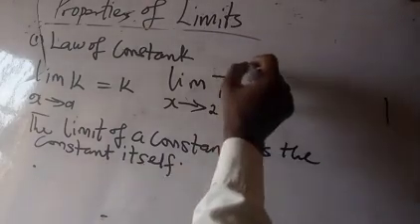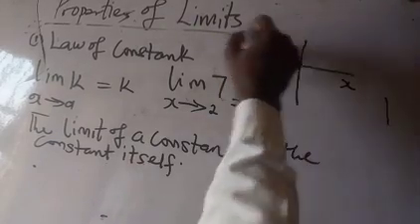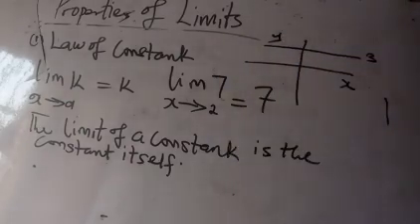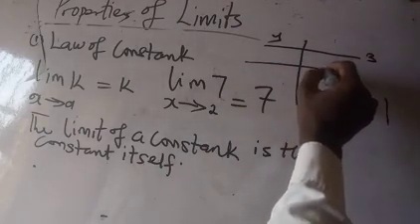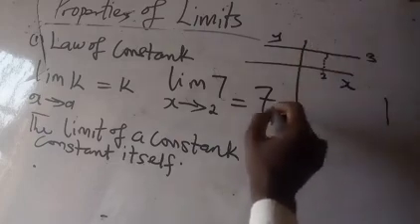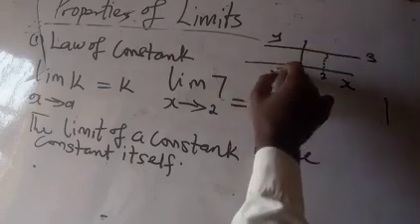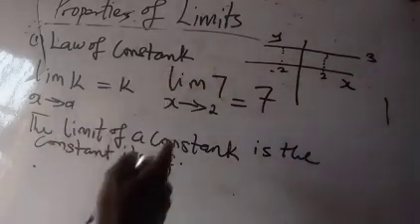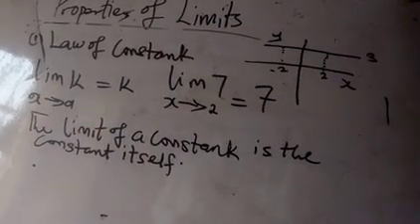Graphically, let's have this as x and this as y. So if y is equal to 3 and x is 2 here, because y is constant, our answer will always be 3. Even if x is minus 2 from here, our y will be 3. So the limit of a constant is the constant itself.